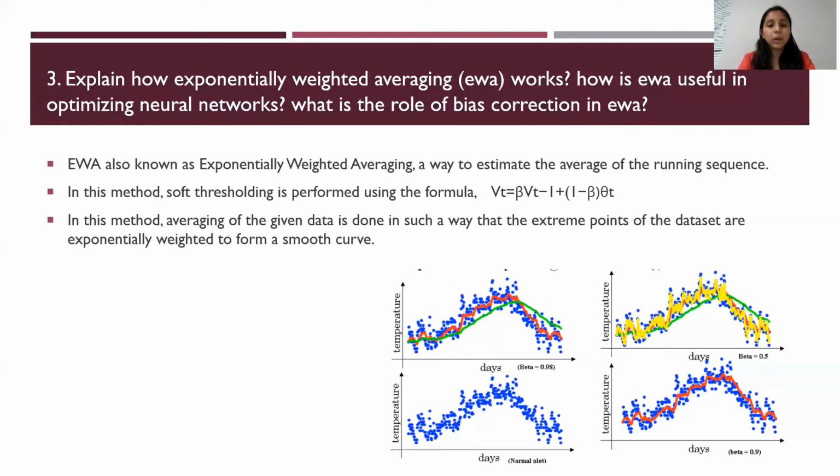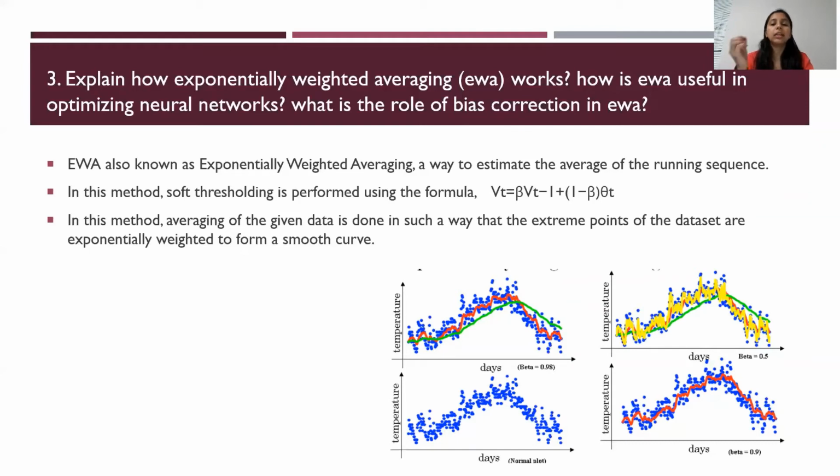So to calculate that EWA point, we use the formula Vt is equal to beta Vt minus 1 plus 1 minus beta theta t, where Vt is the EWA at the next point, and Vt minus 1 is the EWA at the previous point, and theta t is the temperature at that point. So initially we start by initializing the EWA at one point as 0. So V0 is 0, and so on.